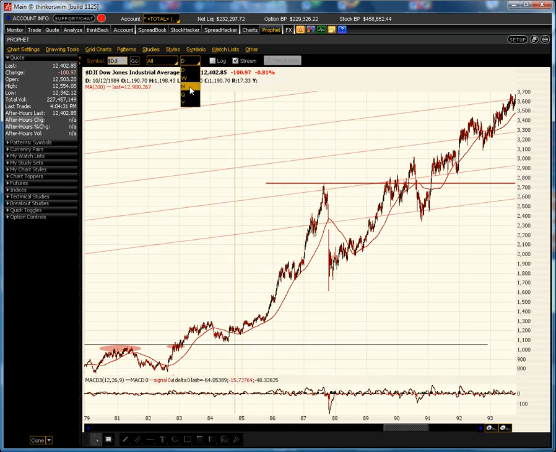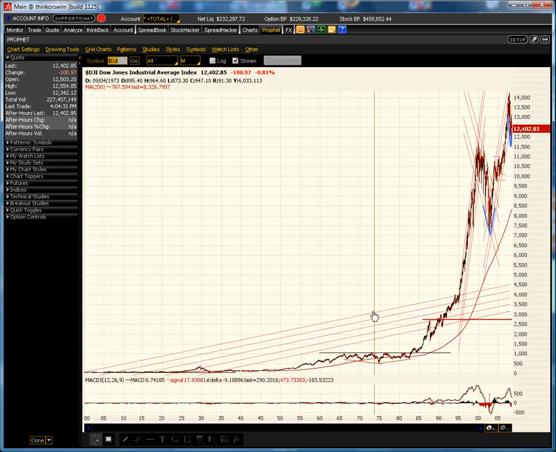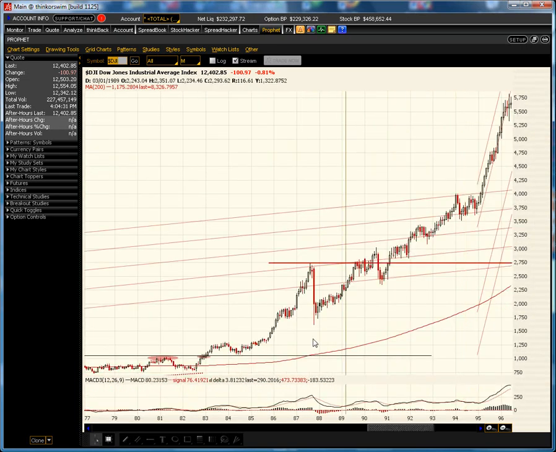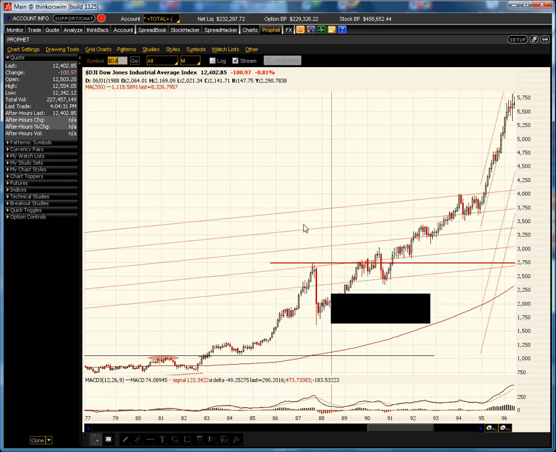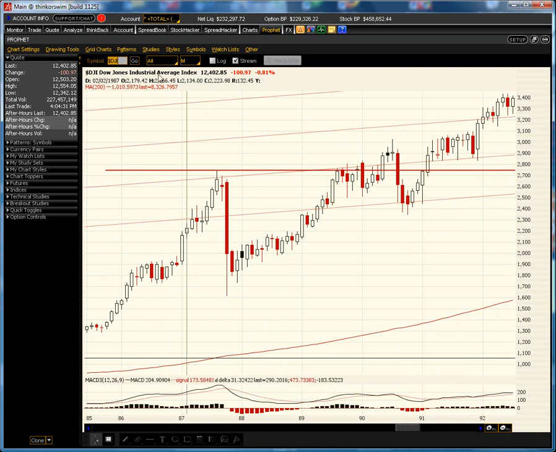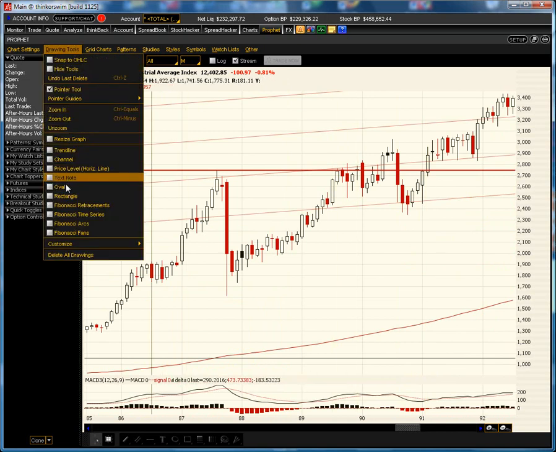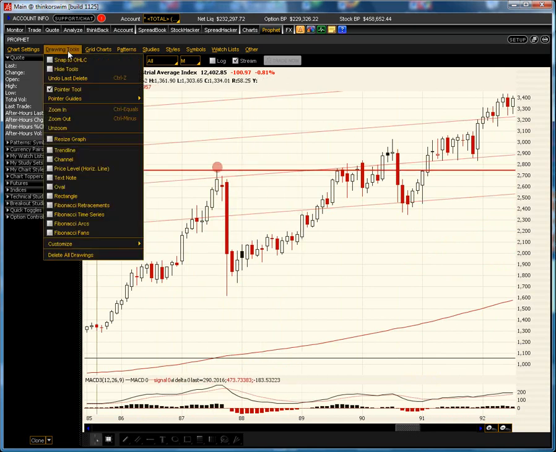And let's go back to our monthly chart because it's a little bit easier to see the detail here. So what happened? We hit this resistance level right around 2,750, and let's go back to our drawing tools, to our oval. We touched it here and it sold off.